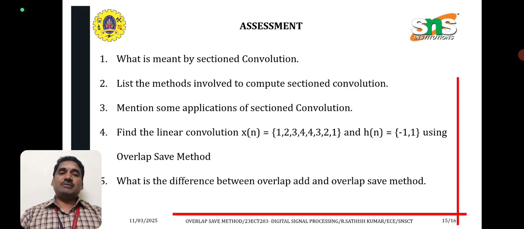What is the difference between overlap add and overlap save methods? In the overlap add method, linear convolution of the longer sequence is performed to get the smaller sequences. In the overlap save method, circular convolution of the longer sequence is used to compute the smaller sequences. In the overlap add method, zero padding is required. In the overlap save method, zero padding is not required.